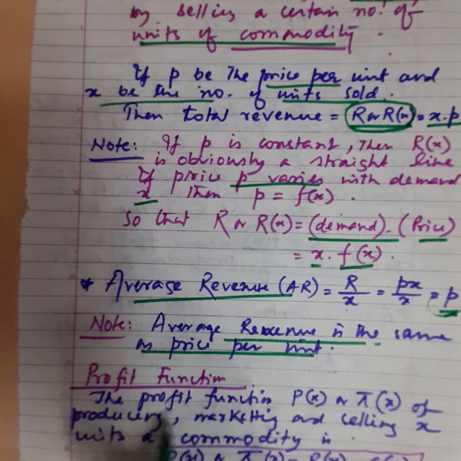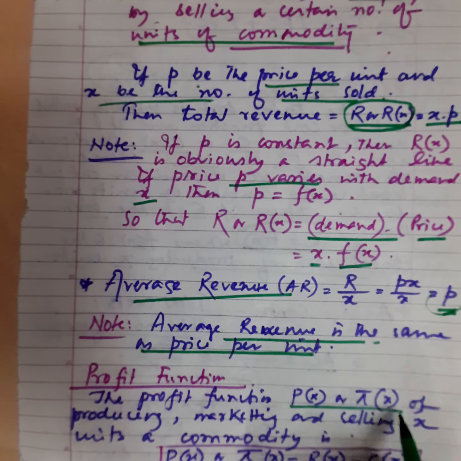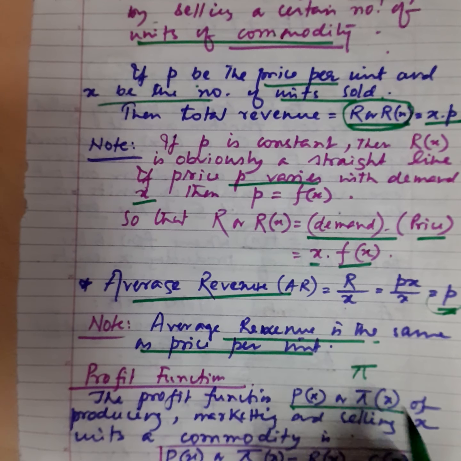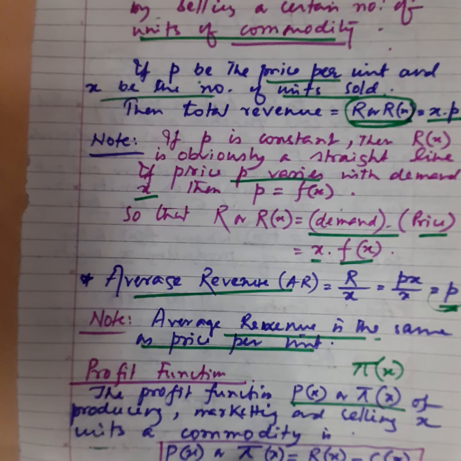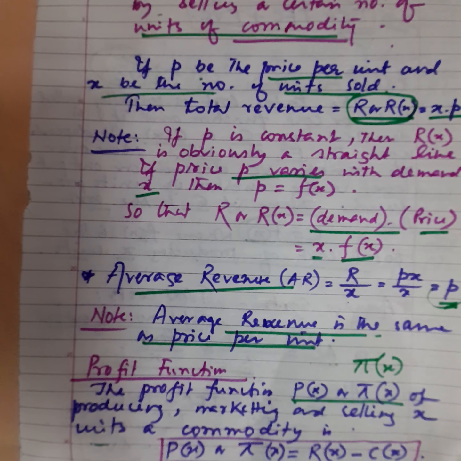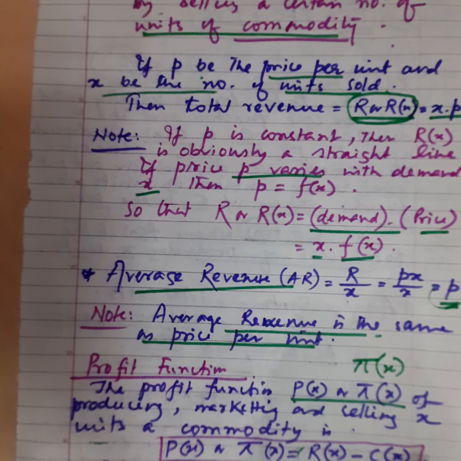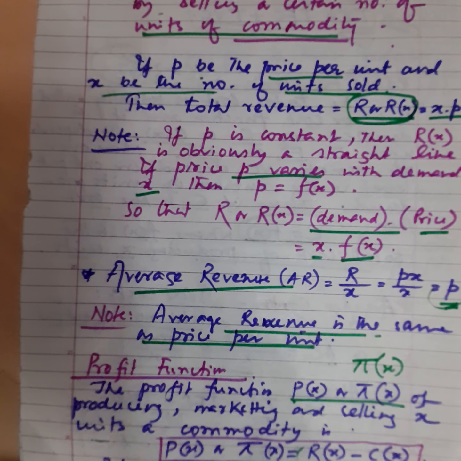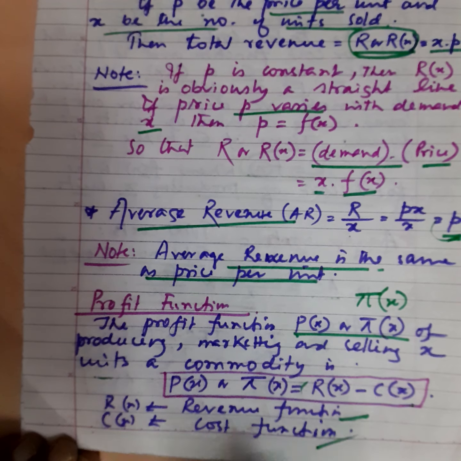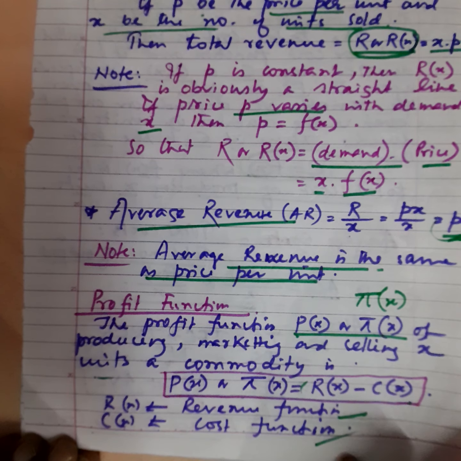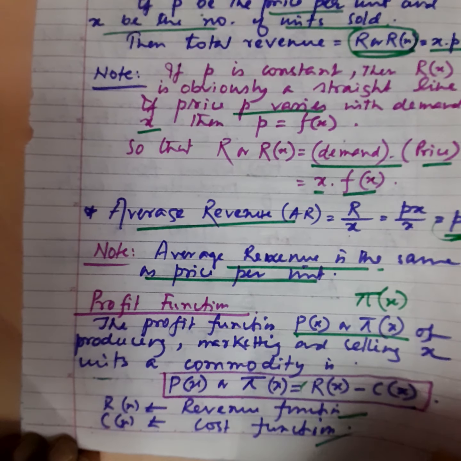Profit function. What is the profit function? The profit function, written as Px or pi x, pi being the Greek letter, of producing, marketing and selling x units of a commodity is Px equals Rx minus Cx. The revenue minus cost gives the profit. Rx is the revenue function and Cx is the cost function. So this we have to find out, the profit.